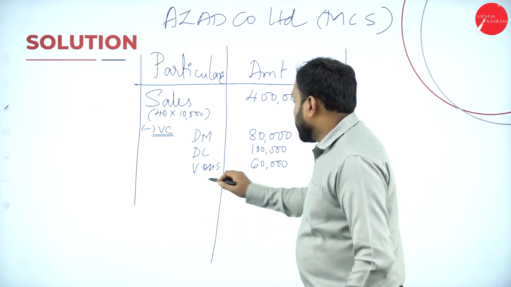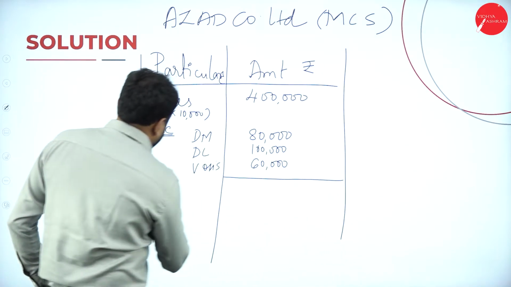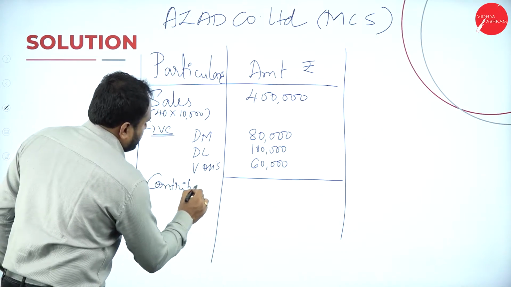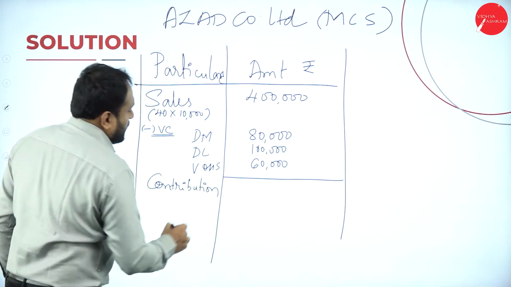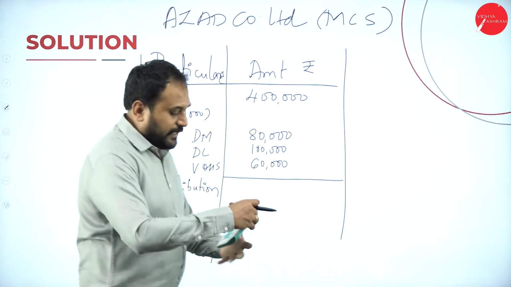Now you are supposed to calculate here. We'll put it here, and whatever you get, that is called contribution. Contribution. Done. Now 4 lakh. Now take your calculator. We'll take our calculator here.